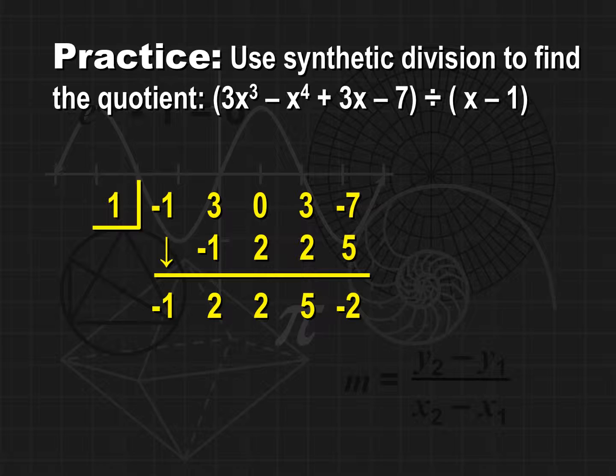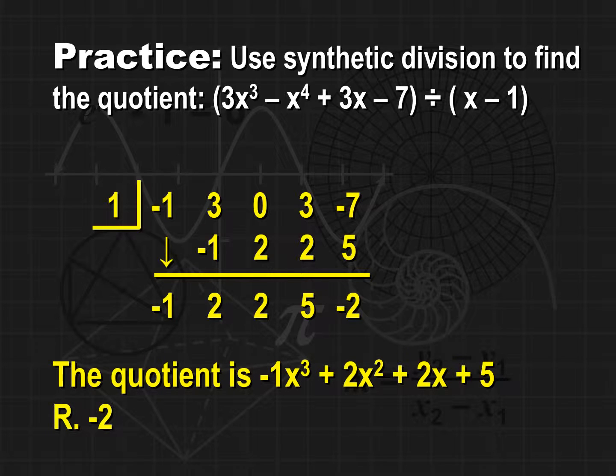So now we have to write our answer. Remember, we go down a degree. So the degree of what we were dividing into was the 4th degree, which means our quotient, or our answer, is going to start with the 3rd degree. So we have negative 1x cubed plus 2x squared plus 2x plus 5. And then our last number is always our remainder, so we get remainder negative 2.